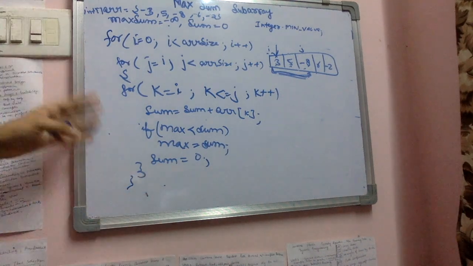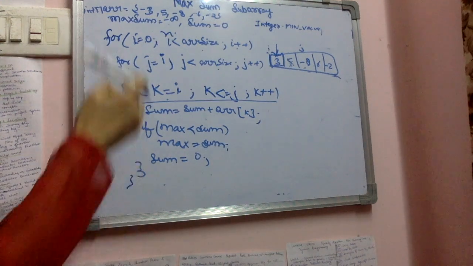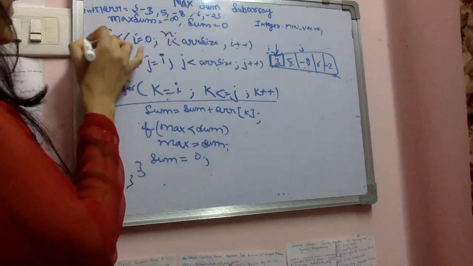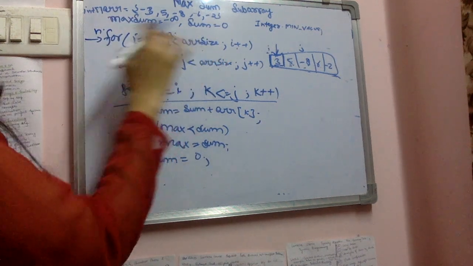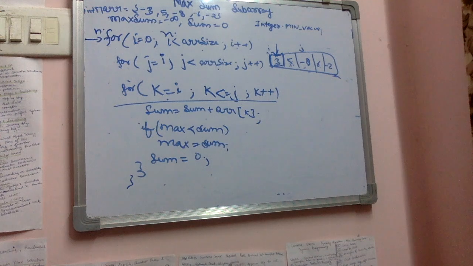So this is the brute force approach. This outer loop is going to run n number of times. It starts from 0 and goes till n minus 1, so it is going to run n times.